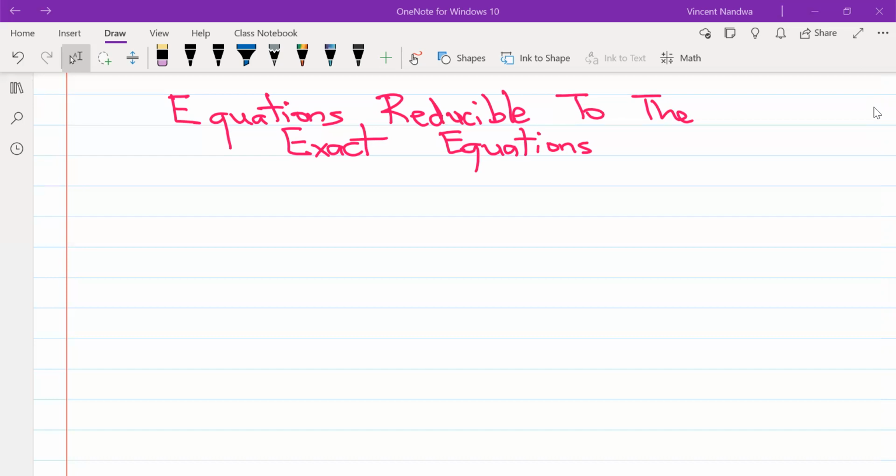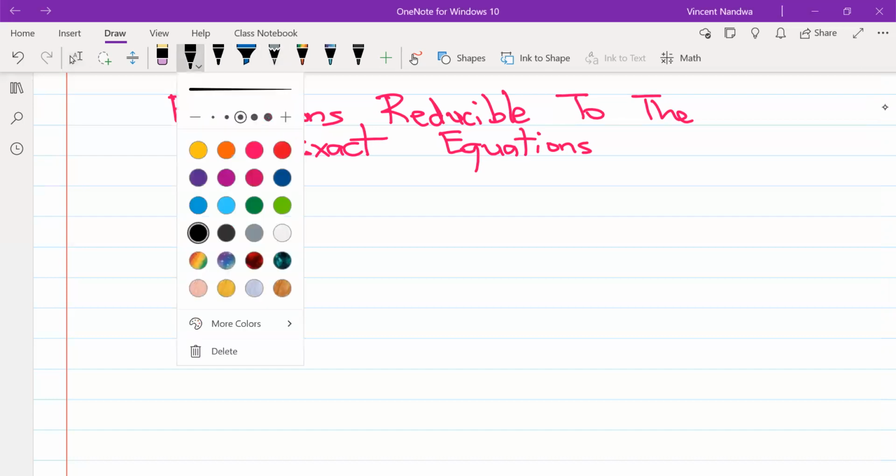So let's start by defining a suitable or special integrating factor that can convert a non-exact differential equation into an exact differential equation.